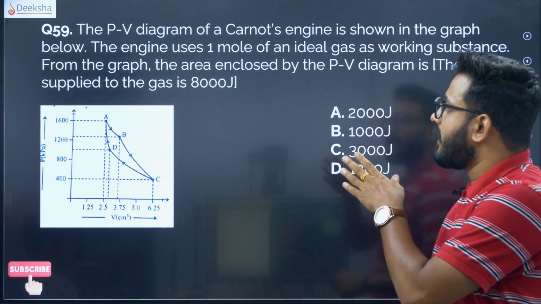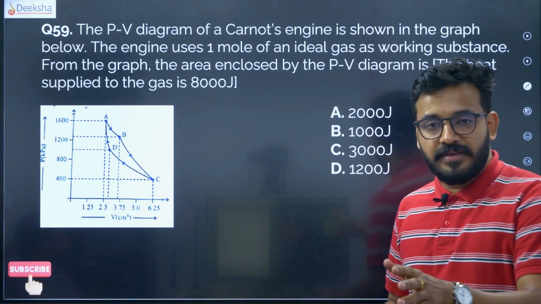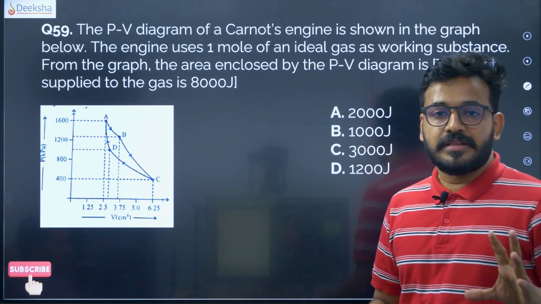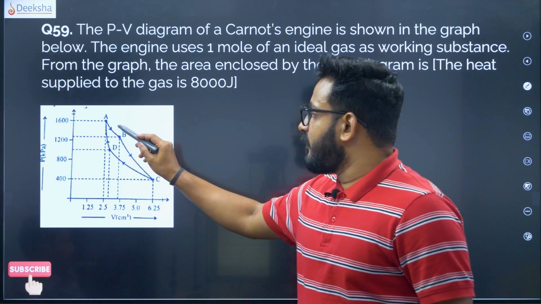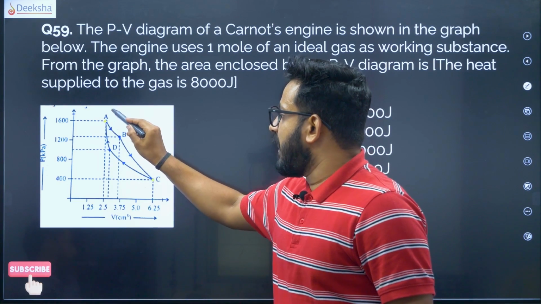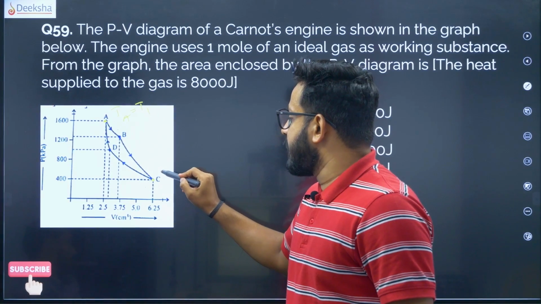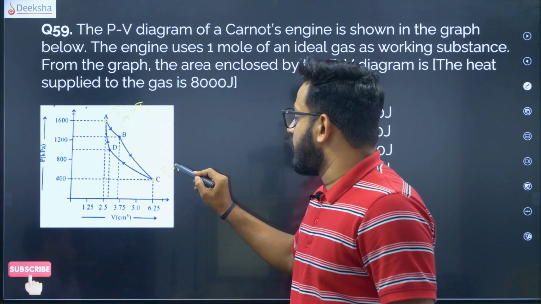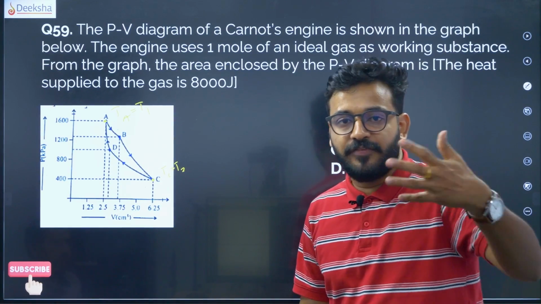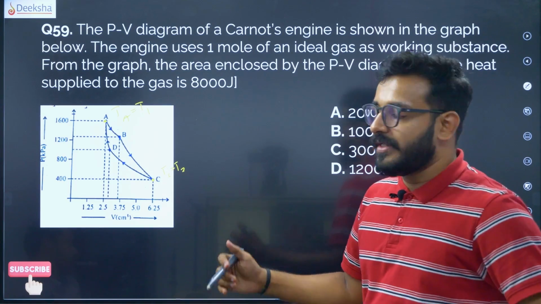Now, what is the area enclosed by the PV graph? You have to find the work done, right? The area enclosed by the PV graph is the work done. Now it's a step-by-step process, so be with me very carefully. They have 2 points, A and C. Let us take the temperature at A as T1, and the temperature at C as T2. First we have to find T1 and T2 in order to use the efficiency equation. So how do you find T1 and T2? It is obviously the gas equation, nothing else.